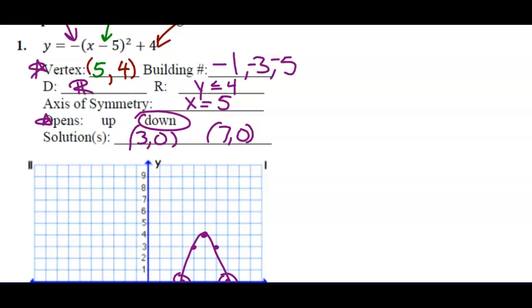So your points on your exam come from this. You need your vertex. You need your correct building numbers. If they need to be negative, they need to be negative on there. You need your axis of symmetry. You'll need to know if it opens down or up. And then the actual solutions. Not 0, 1, or 2. I don't care about 0, 1, or 2. I want to know what the solutions are.